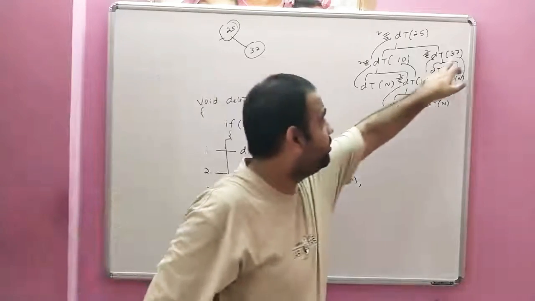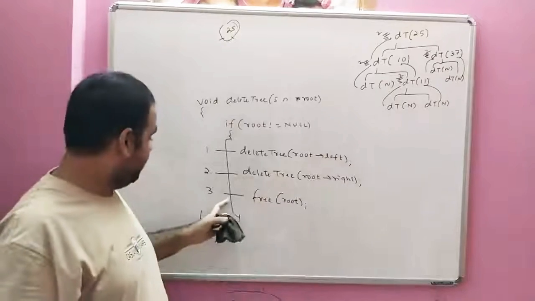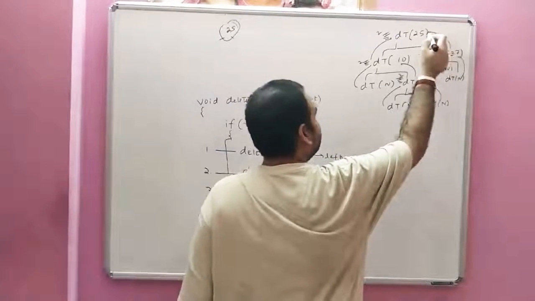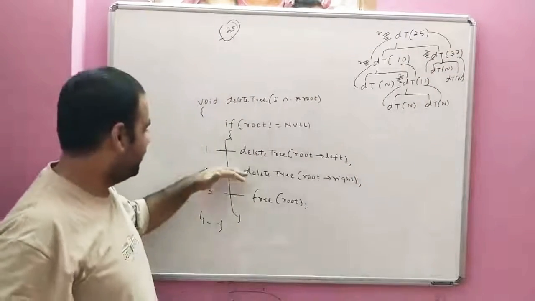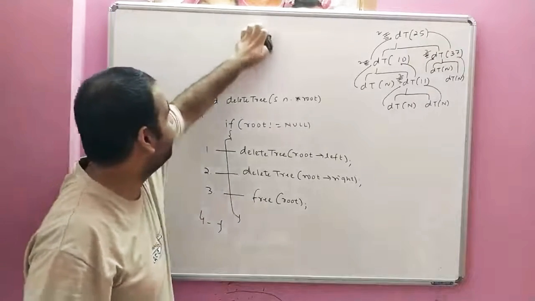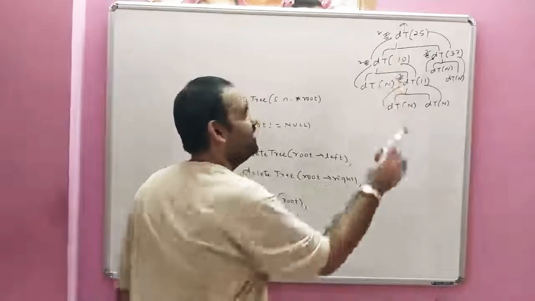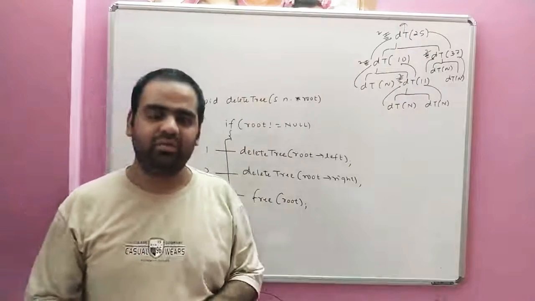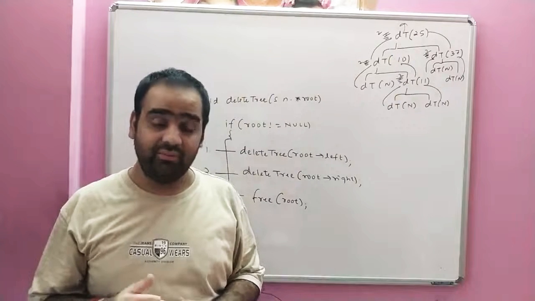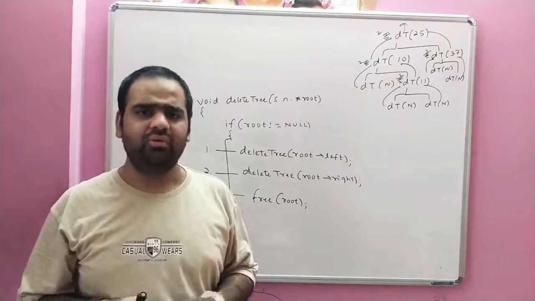Free root. What is free root? Free 37. Gone. Now you execute line number 4. Again it says return. Where to return? Line number 2. Done. Execute line number 3. Free root. What is root? 25. Free it. Now execute line number 4, which says return, and you see that the complete tree is being deleted. This is how we delete the nodes of the binary tree.